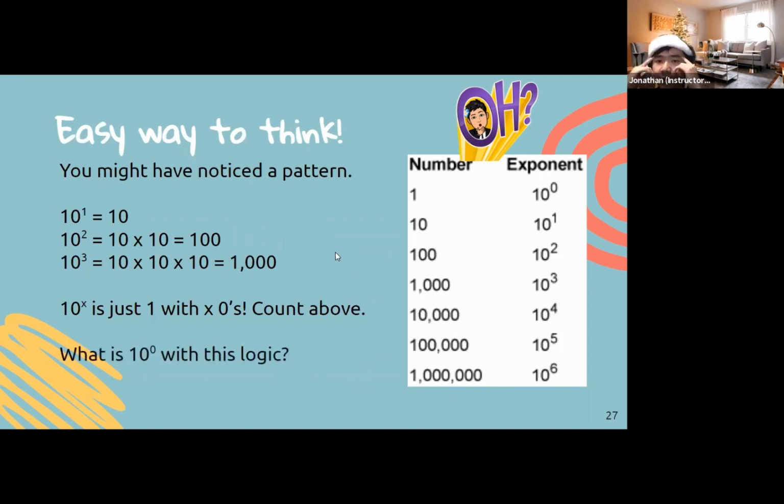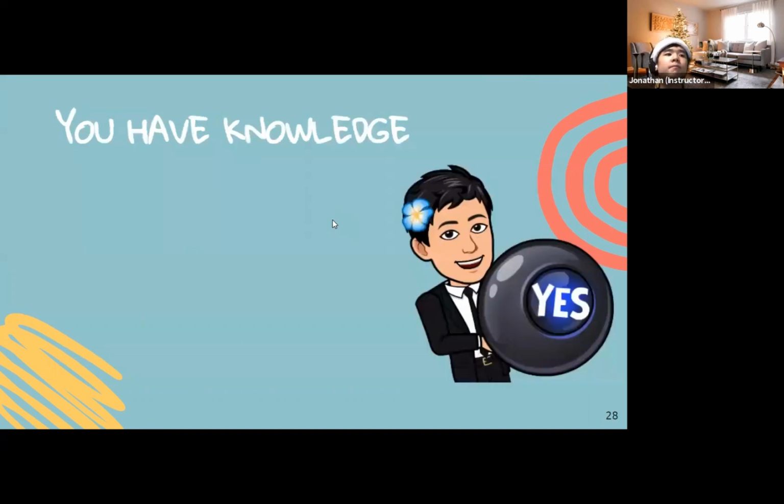So if you think about it, what is 10 to the 0? Well, from the picture, you can see that it's 1 because it has no zeros. Therefore, 10 to the 0 is 1. Yeah, it's 1. So now you are very smart. You know what exponents are. You know what the properties are.